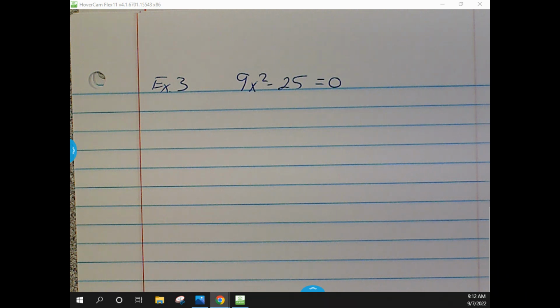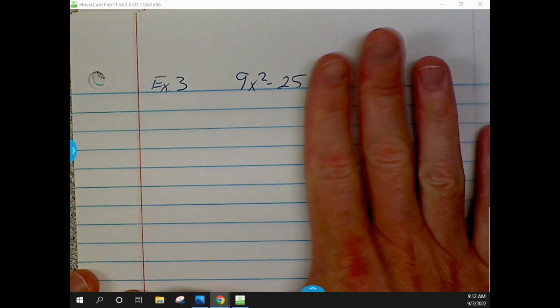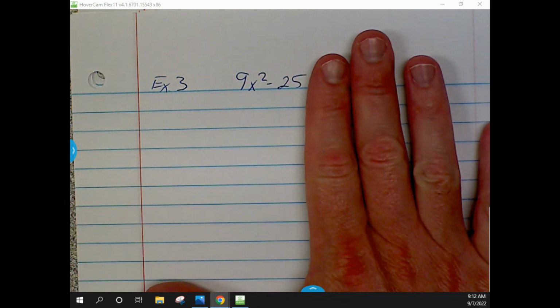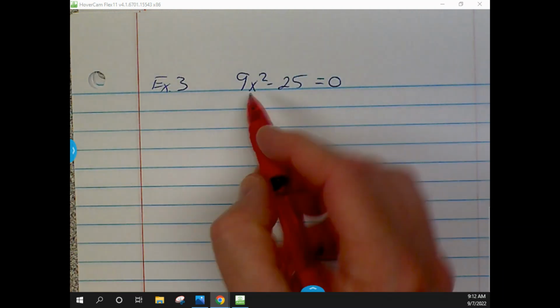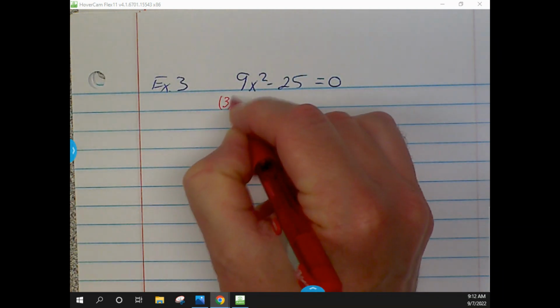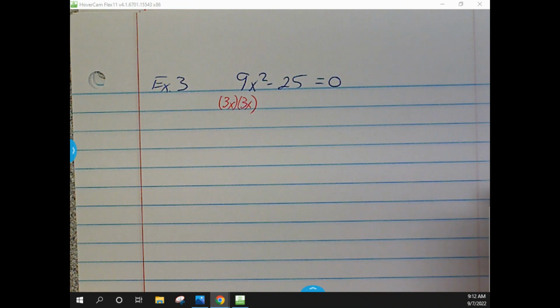All right, only two terms. And again, once you got it equal to 0, you can kind of just forget about that for a second. Now you're looking at the left-hand side. It's only two terms. Is there a greatest common factor with 9 and 25? No, so we can't do that. That means it's got to be perfect squares. 9x squared, it's got to be the same number times itself. So that's 3x times 3x.